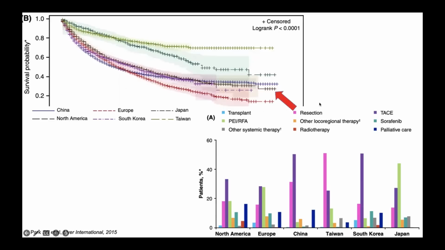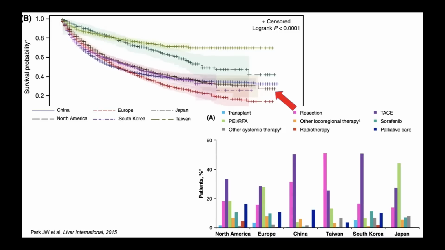Right here, where my red arrow is, this is the US data. This is the overall survival of the general population with liver cancer. We are far behind that of other countries. The top is Taiwan, based on this study. This is Taiwan, this is Japan. I think this is South Korea and so on. So we are here, United States.